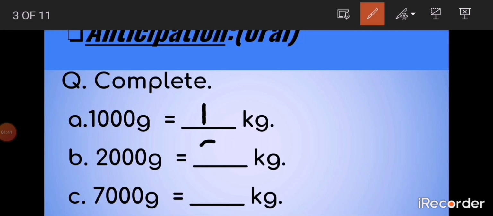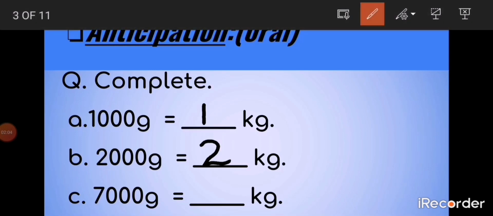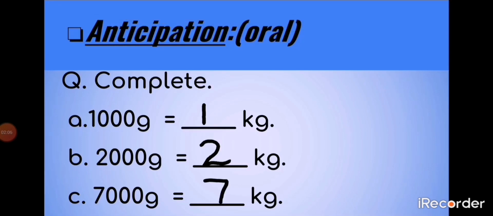And 3 kg will be equal to how many grams? 3000 gram. 4000 gram is equal to 4 kg. 5000 gram is equal to 5 kg and so on. Now C part. 7000 grams is equal to dash kilograms. Again, 7000, how many kilograms? Yes, 7 kilograms. The conversion is very simple.